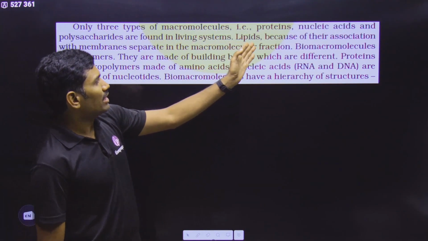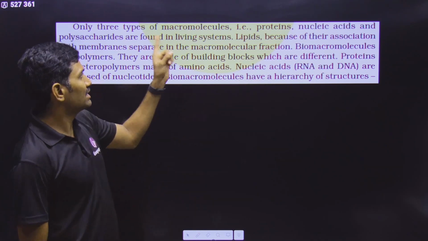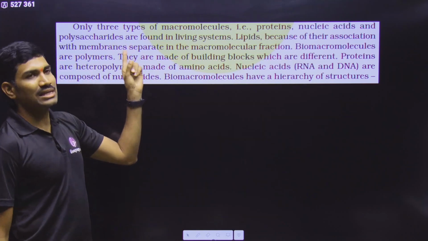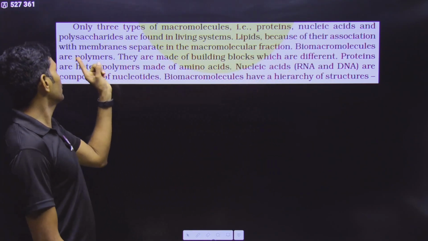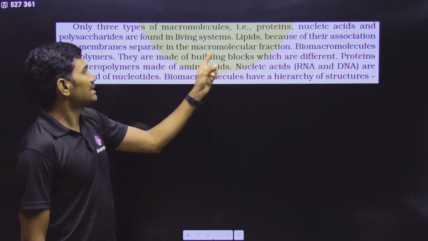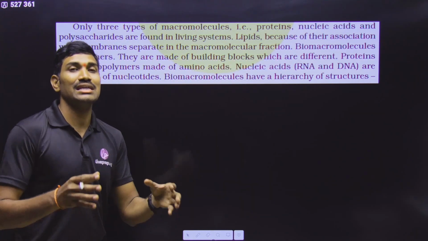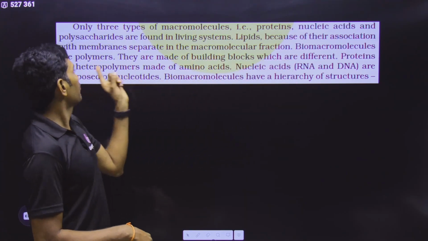Only 3 types of macromolecules, only 3, not 4. Lipid is not considered as macromolecule. Only 3 types of macromolecules are present. Proteins, nucleic acids and polysaccharides are found in the living systems. Lipids, because of their association with the membranes, separate in the macromolecular fraction. So originally they are small molecules, but since they are forming the vesicles, they are coming in the macromolecular fraction.